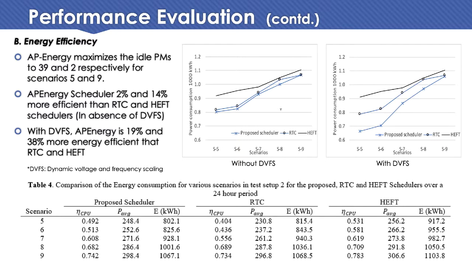In scenarios 5 and 6, where the workload is comparatively less, the APEnergy scheduler is 2% and 14% more efficient than RTC and HEFT schedulers. In the presence of DVS, APEnergy is 19% and 38% more energy efficient than RTC and HEFT. We conclude that increasing the number of idle machines by efficient placement of virtual machines in the cluster improves the power efficiency of the cluster.